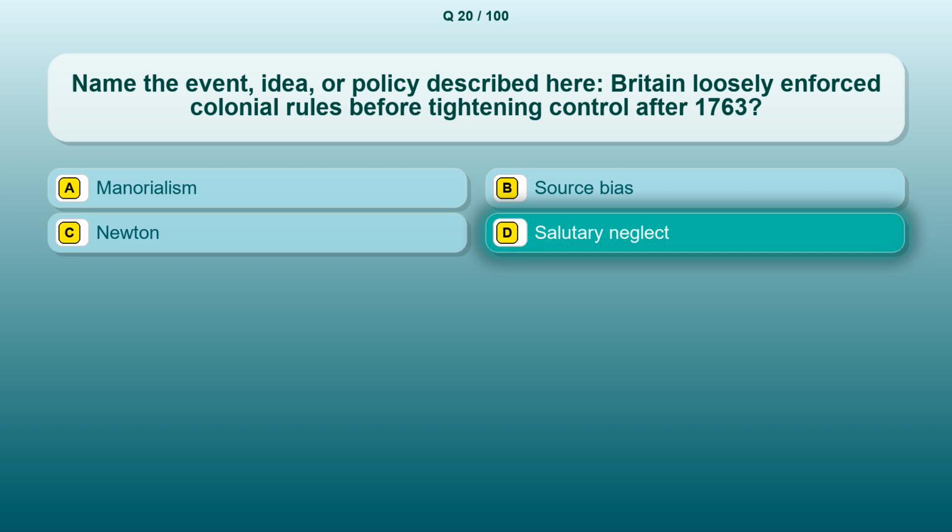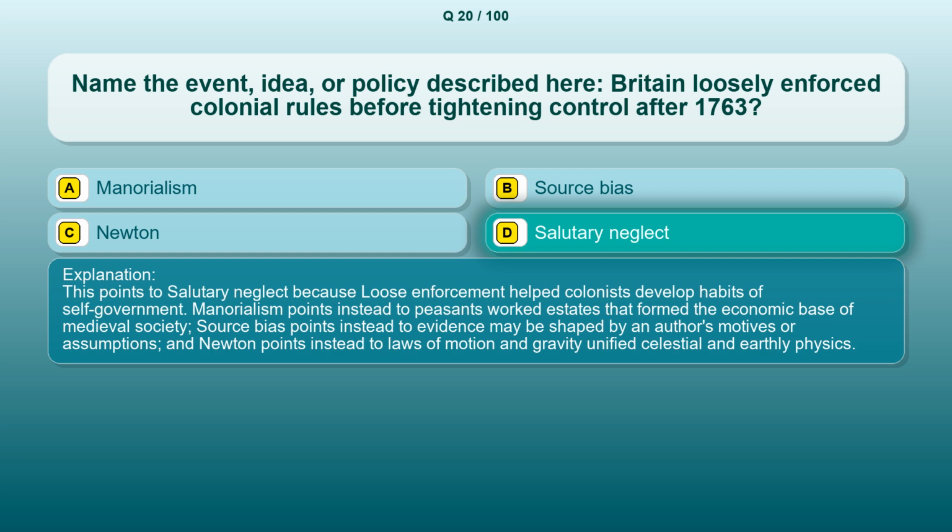The correct answer is option D, salutary neglect. This points to salutary neglect because loose enforcement helped colonists develop habits of self-government. Monorealism points instead to peasants' worked estates that formed the economic base of medieval society. Source bias points instead to evidence may be shaped by an author's motives or assumptions, and Newton points instead to laws of motion and gravity unified celestial and earthly physics.